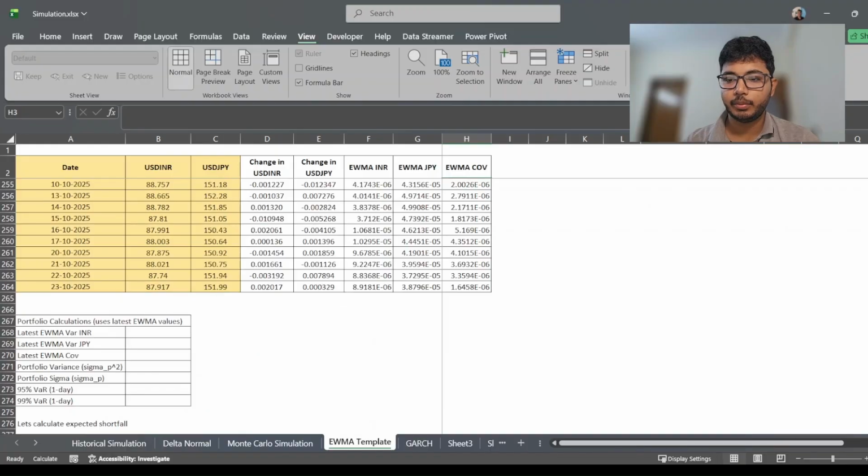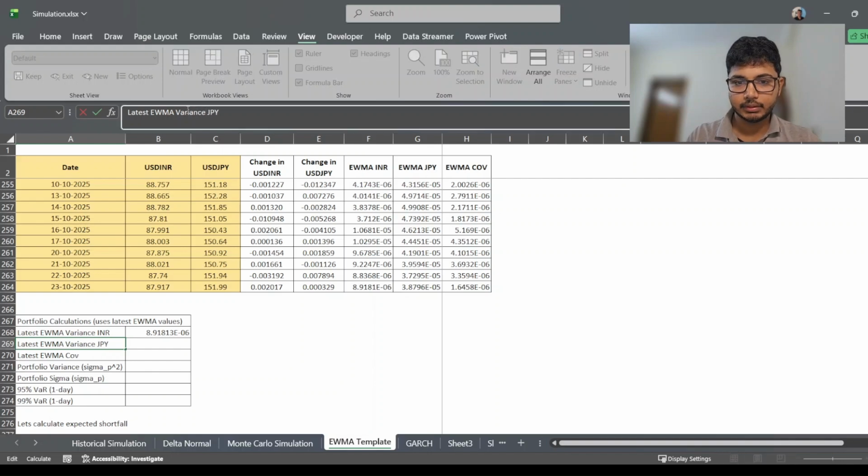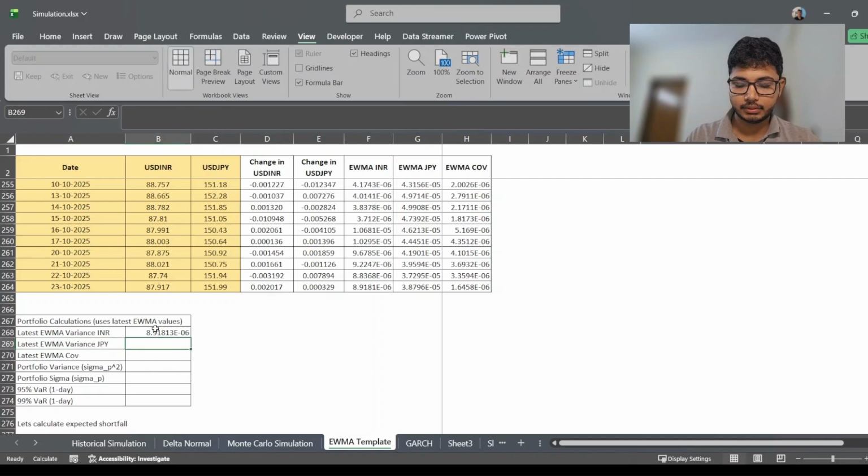So we just found out the EWMA covariance for this particular date. So just EWMA variance side, it will be equal to this value. Okay. Then again EWMA variance JPY, it will be equal to this value. Last, EWMA covariance, it will be equal to this value.